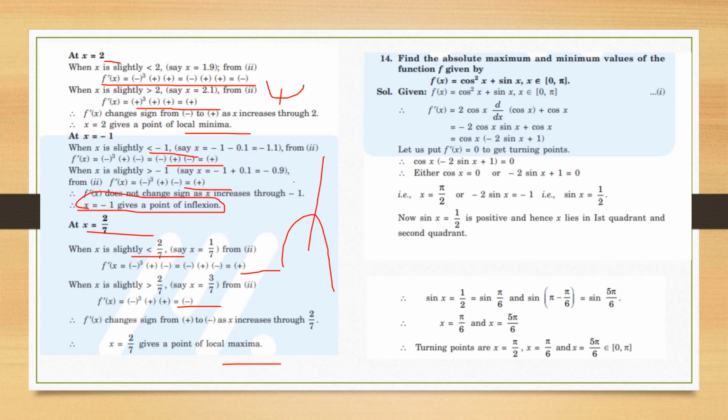Number 14, a function is given. You have to find the absolute maximum and minimum in 0 to pi. So start with the function, take the derivative, and find the critical point. You get sin x as half. Since sin x is half and positive, it lies in the first and second quadrant. Because we have to cover all the angles between 0 and pi, I'll cover both angles, pi by 6 and 5 pi by 6. So turning points will be pi by 2, pi by 6 and 5 pi by 6, because all of them belong to 0 to pi.